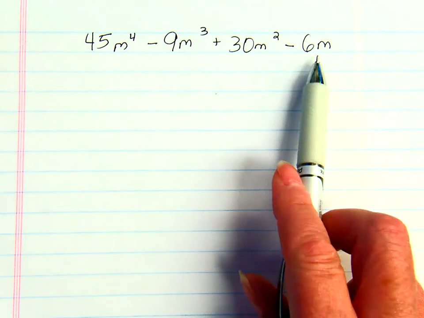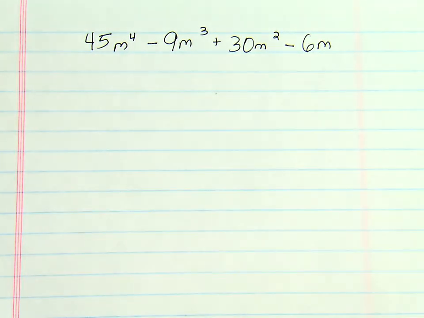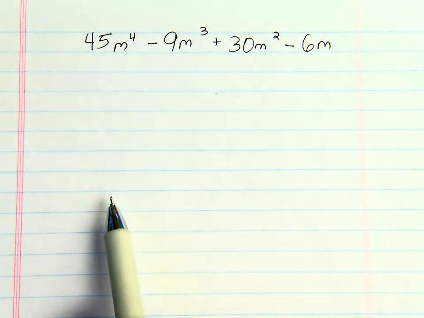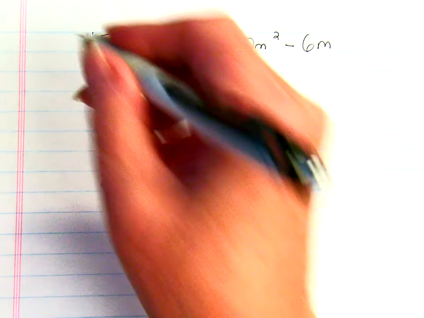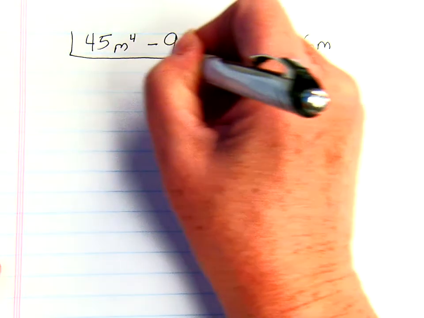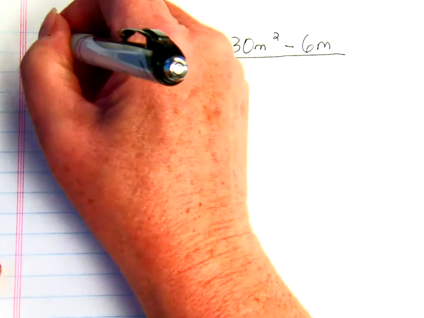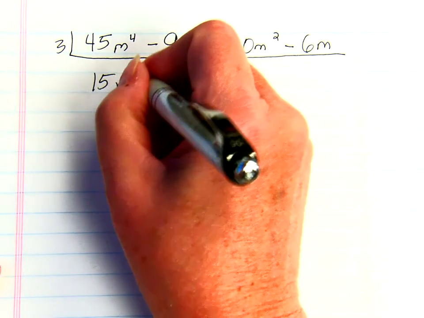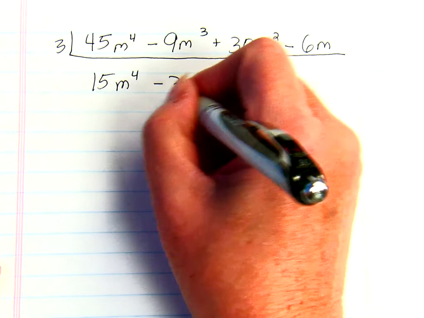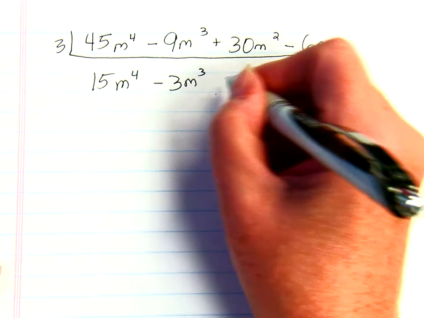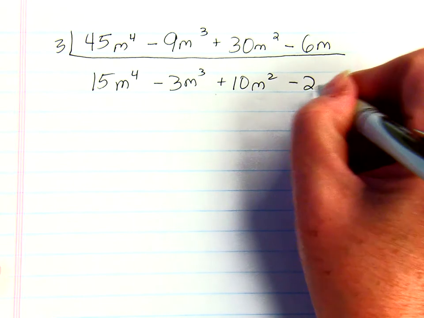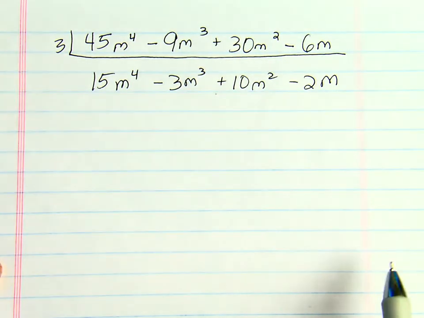We're going to look at this and say, you know what, I have a common factor of 3. So I can pull a 3 out of this, and we can do the division ladder, because I like the division ladder. Pulling a 3 out, I'm left with 15m to the 4th minus 3m cubed plus 10m squared minus 2m.